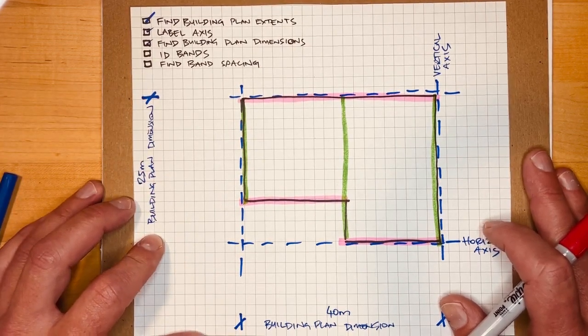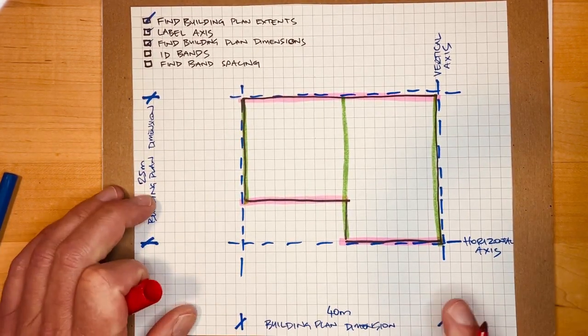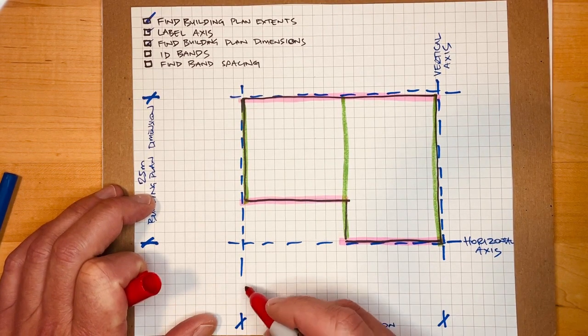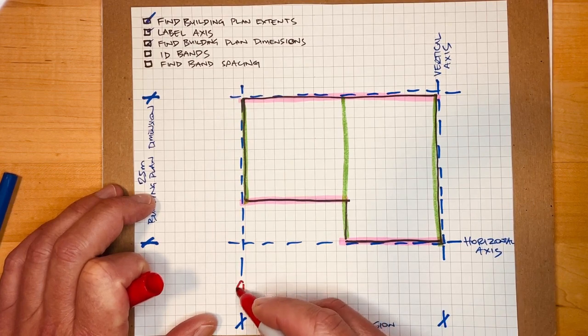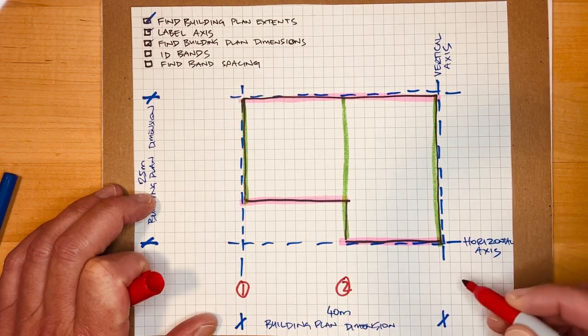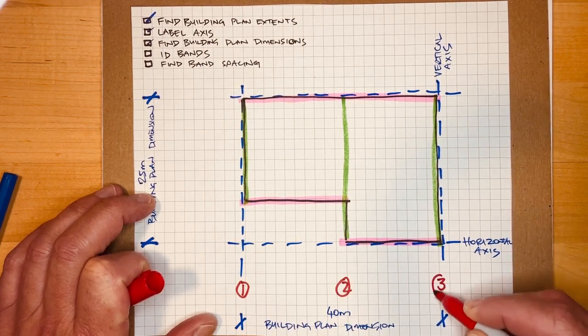So I'm going to go ahead and do that now. Let's start with the bands along the horizontal axis. I'm going to call this band 1. This one here, I'm going to be calling band 2. And this is band 3.